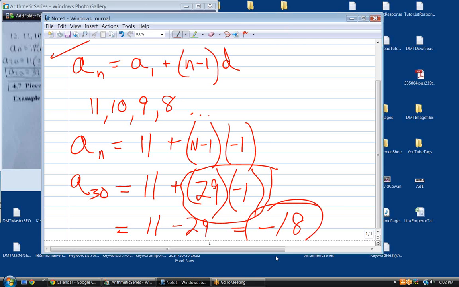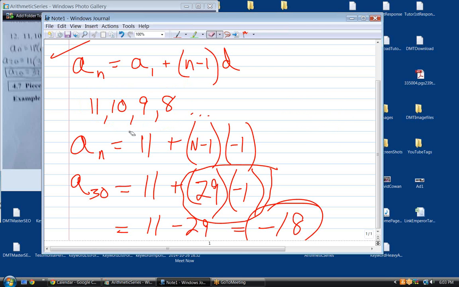Now, let's use a little common sense in some of these. If they want the 30th term, should it be positive or negative? It's got to be negative. We're going to get to 0 by the 11th term, so all of the terms after 11 are going to be negative. Minus 1, minus 2, and so forth.